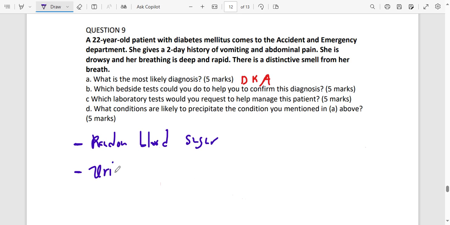Urinalysis, thank you so much. This is bedside. Anything we should mention at least a bit more? Anything else? Any other thought? Let's say there is an accumulation of ketone bodies here. Anything that we can do to confirm that we have got high ketone bodies?